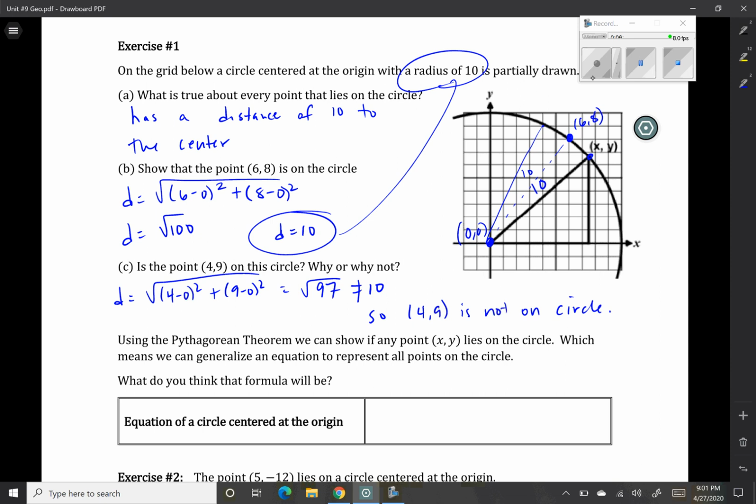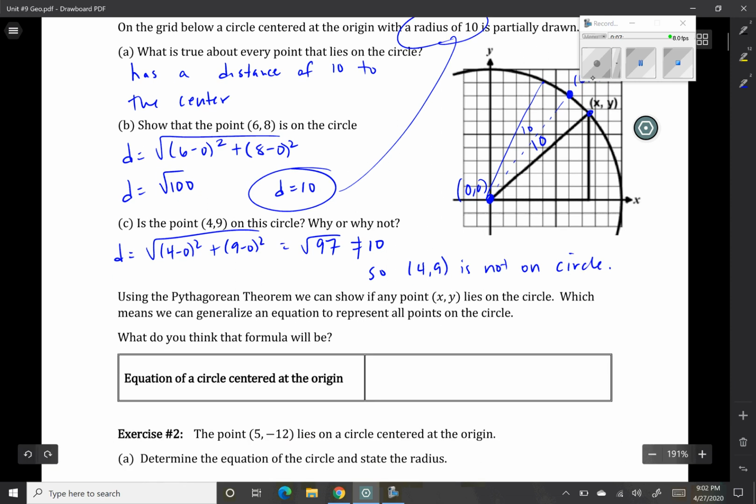Now, one of the things that I'm hoping you notice from the opening exercise and from exercise 1 is that every single time we tried to find the distance when the center of the circle was the origin, we took the coordinate of the x and the y value and we subtracted 0. Well, anytime we subtract 0, it's basically like subtracting nothing, so I don't even have to worry about that. Like for this example, part B, I could have just done 6 squared plus 8 squared. I still would have gotten 100.